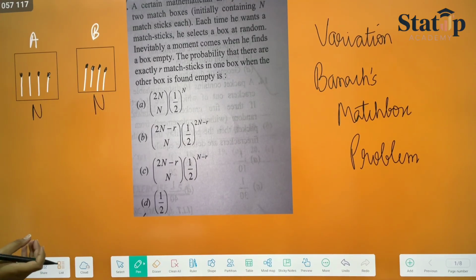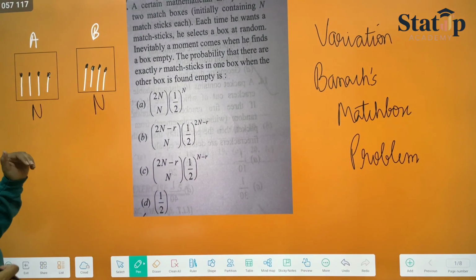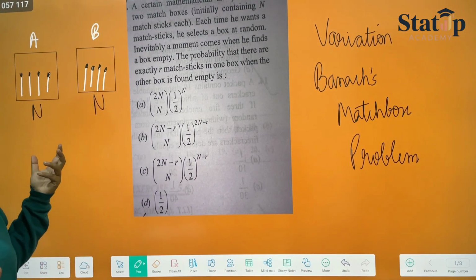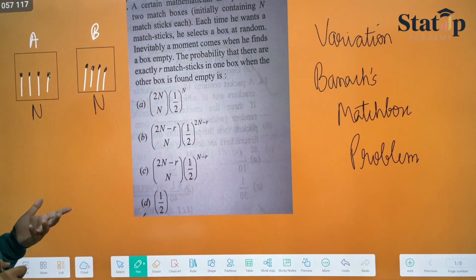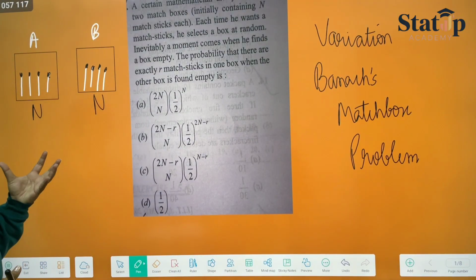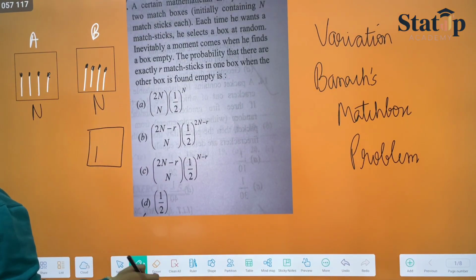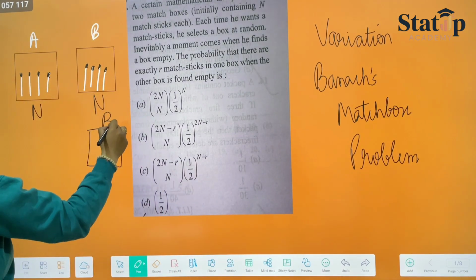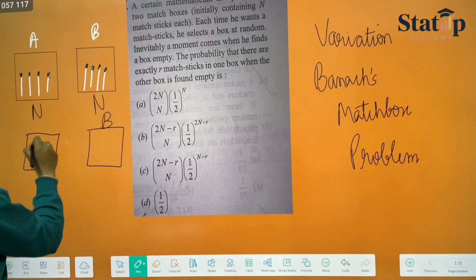Inevitably, a moment comes when he finds a box empty. Suppose I am the mathematician and I have two boxes. If I want a match, I will randomly take one of the two boxes, take out a matchstick, and then keep it again. Initially each had n matchsticks, but if I keep on repeating such a process, then one day I will find that one of the matchboxes is empty before the other one. Suppose B is empty when I find out, then B doesn't have any matches left, and A has some R matches left.